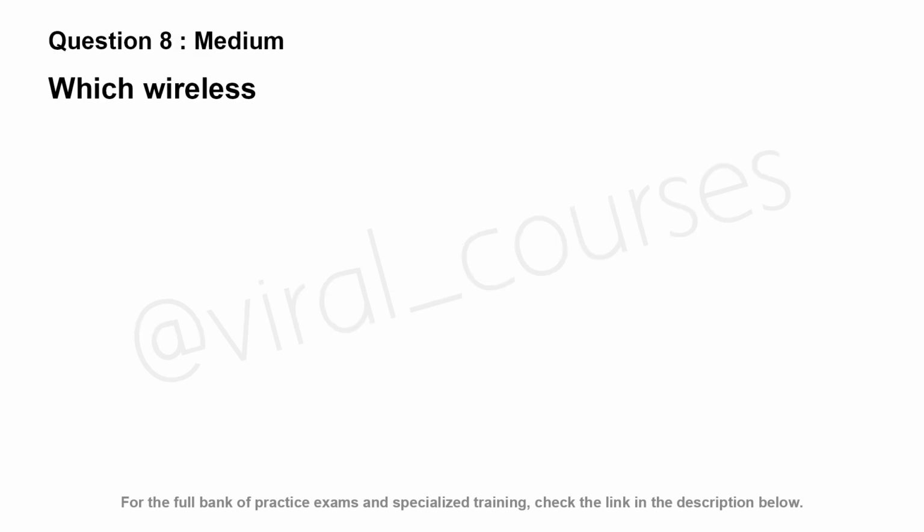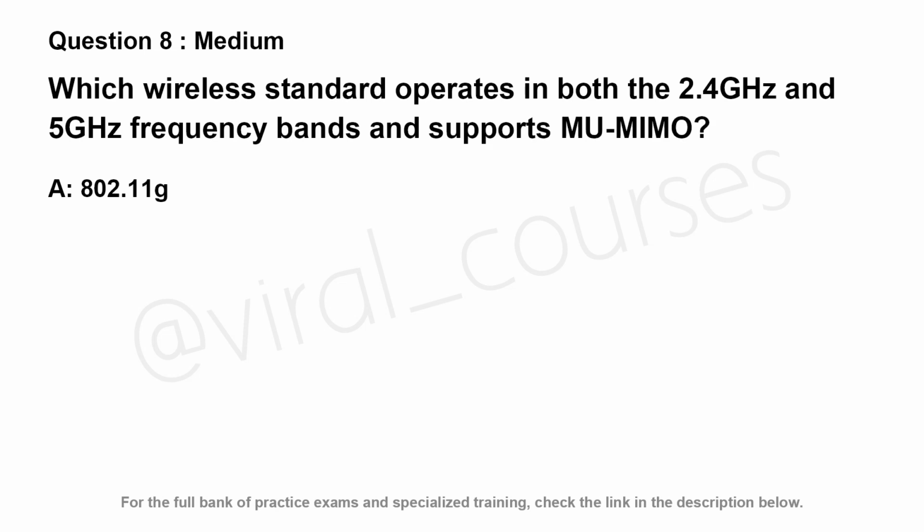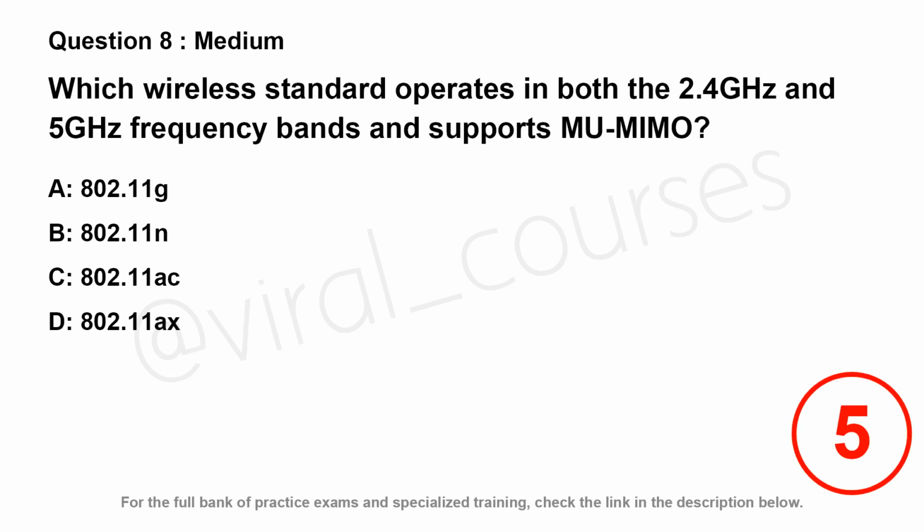Which wireless standard operates in both the 2.4 GHz and 5 GHz frequency bands and supports MU-MIMO? Option A, 802.11g. Option B, 802.11n. Option C, 802.11ac. Option D, 802.11ax.